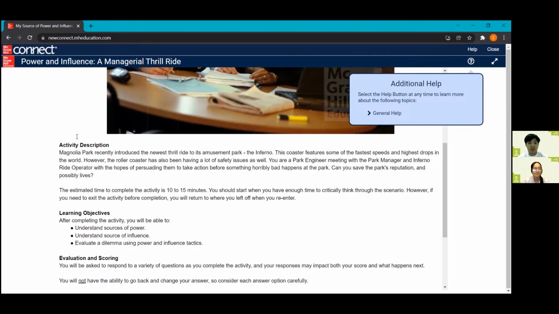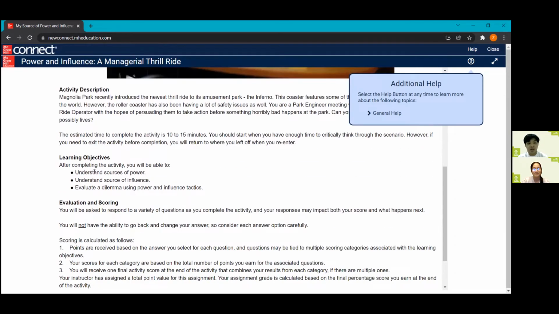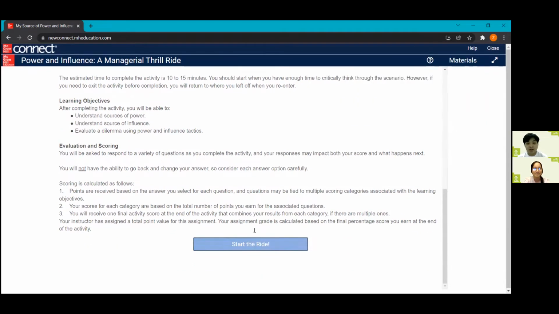You are a park engineer meeting with the park manager and Inferno ride operator, with the hopes of persuading them to take action before something horribly bad happens at the park. Can you save the park's reputation and possibly lives? And here you can see the learning objectives are to understand sources of power, to understand sources of influence, and to evaluate a dilemma using power and influence tactics. So let's start the ride.